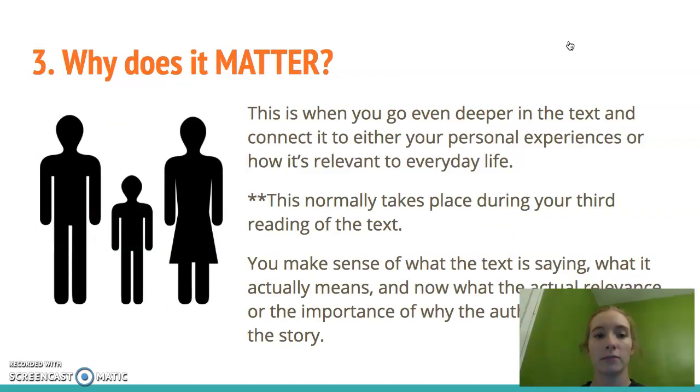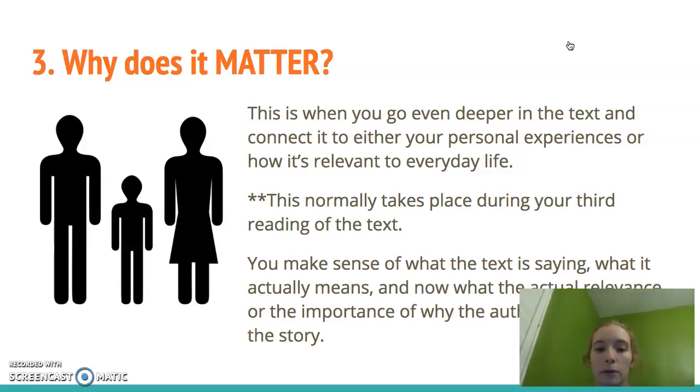And then the third step, why does it matter? This takes place during your third read, so you have a better understanding of what the text says, what the author is trying to get across, and what it means. And then this is when you do that third, deeper step of meaning: how does this apply to my life and why does it matter? Why are we reading this? How can I apply it to my own life, or why does it matter to life in general?